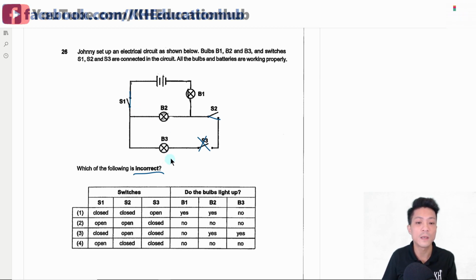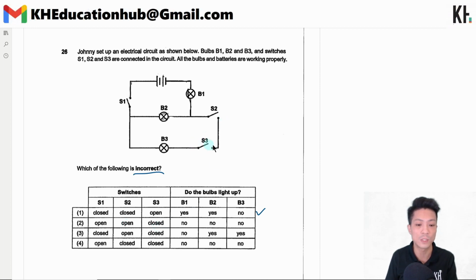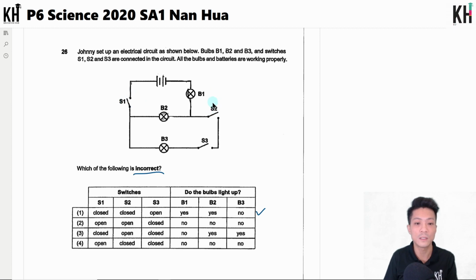Okay, if that's the case, B1 and B2 should light up. So number 1 is correct, but remember they're asking for the one that's incorrect. Option 2, switch 1 is open, switch 2 is open, and switch 3 is closed. So this is the only one that is closed. Since there is an open circuit over here, none of the light bulbs will light up.